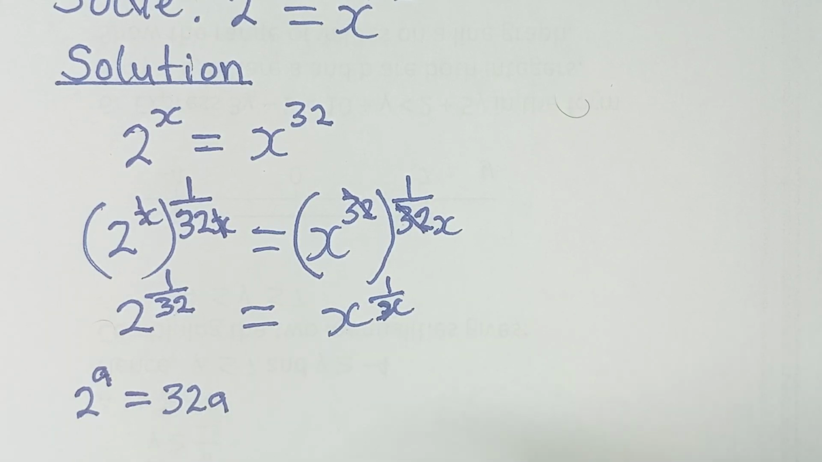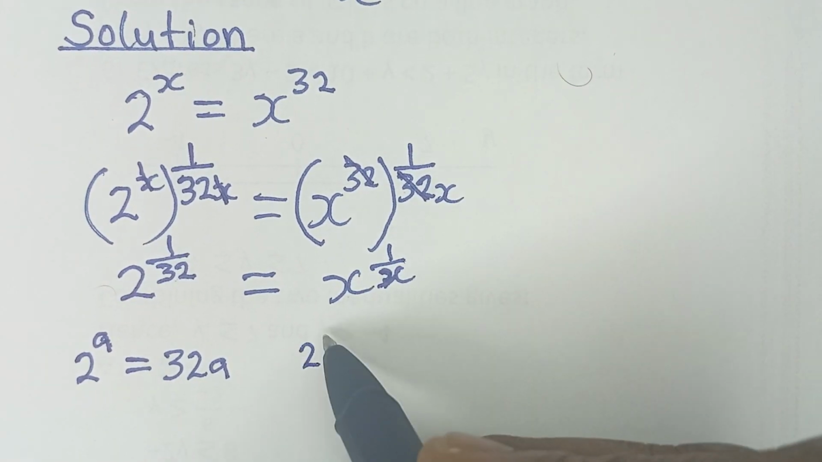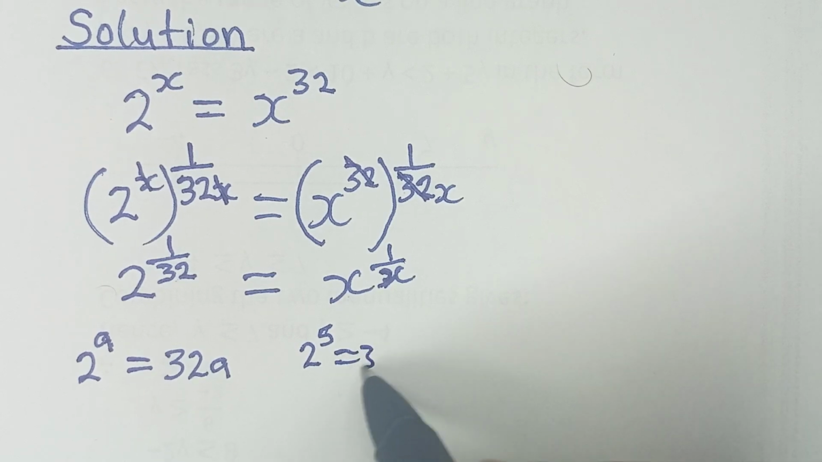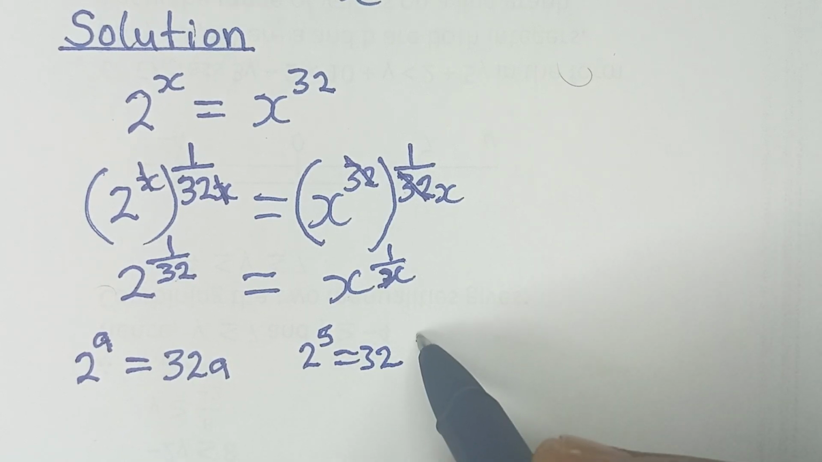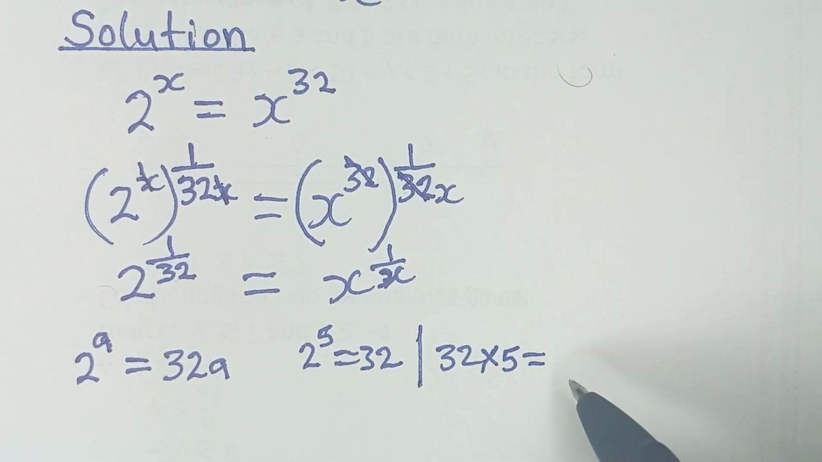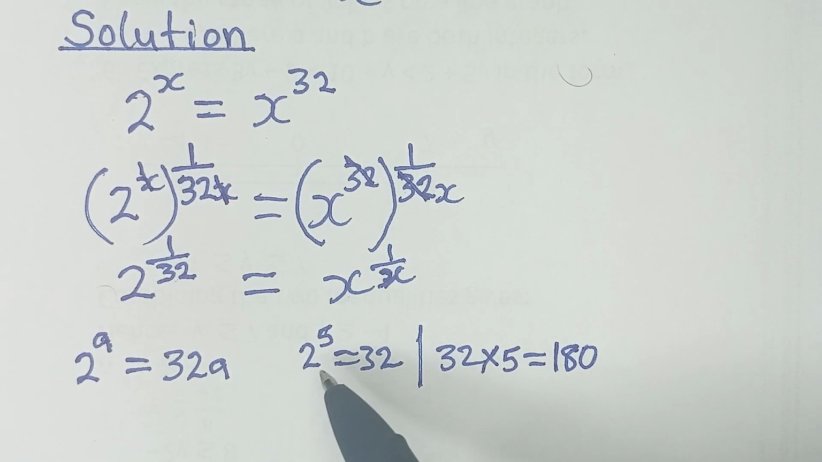So now let's start by testing numbers. For example, let's say 2 raised to the power 5, and that will be equal to 32. Will it be equal to 32 multiplied by 5? 32 multiplied by 5 will give us 160. So you can see now 2 raised to the power 5 is not 32 multiplied by 5. These two numbers are not equal.